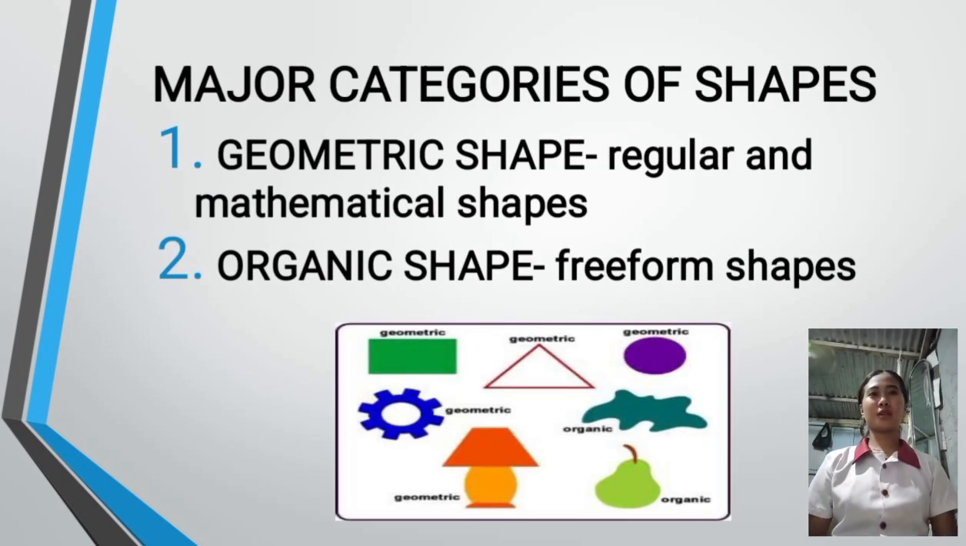Major categories of shape. We have geometric shapes, which are regular, precise, and mathematical shapes like square, circle, triangle, and rectangle. Organic shapes are irregular, natural-looking, and free-form shapes often found in nature, like leaves, clouds, or fruit.